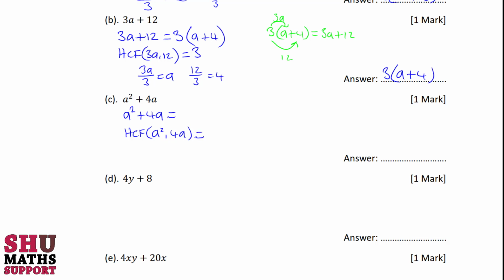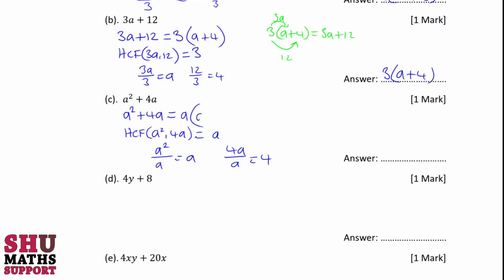So we have the highest common factor of a squared and 4a is equal to, well, this time both terms contain at least one a, so we know that a is going to be part of the highest common factor. And we have the coefficients of a as 1 and 4, so the highest common factor there is just the 1. So we just leave it as 1a. So then we have a squared divided by a is equal to a, and 4a divided by a is equal to 4.